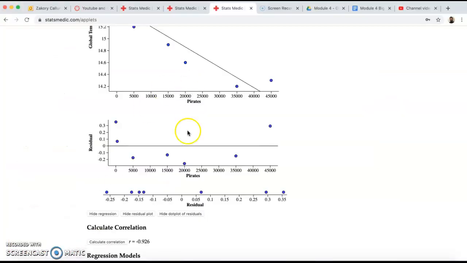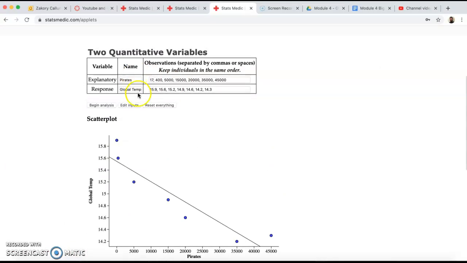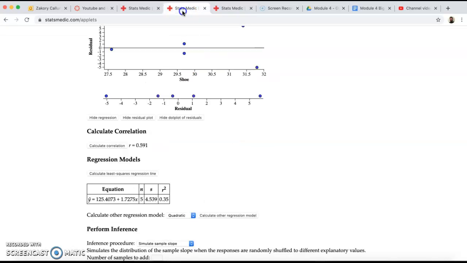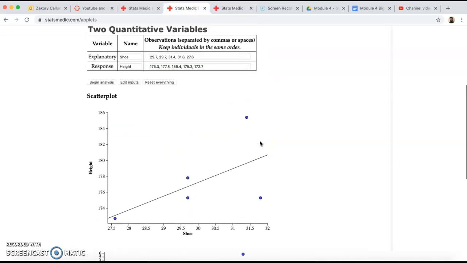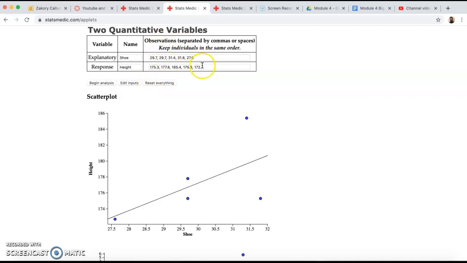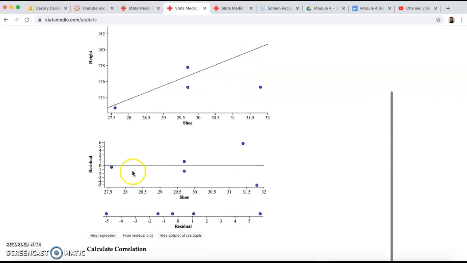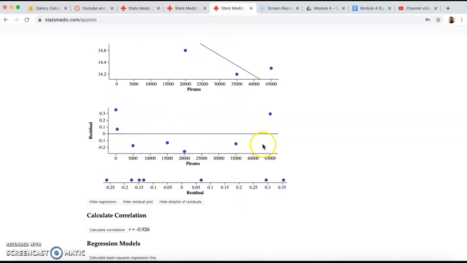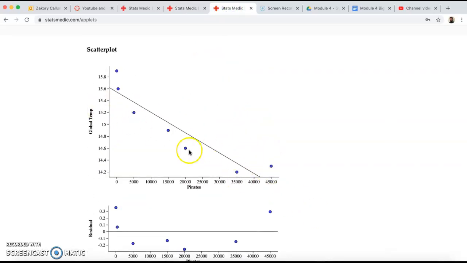So for example, looking at the pirates and global temperature data, these residuals are all staying pretty darn close to zero. There's no obvious pattern as to what the residuals are doing. Whereas when I look at the shoe and height data from before, just the 5 pairs, notice those residuals are getting wider as they go out. So this one's just not very good. This residual plot shows this regression equation is not a good fit, whereas this residual plot shows that this regression equation is a fairly good fit.